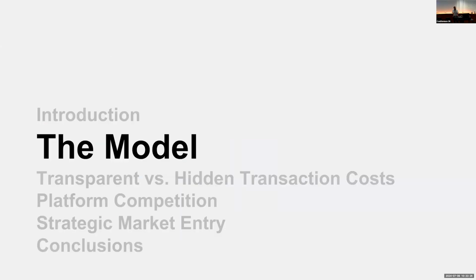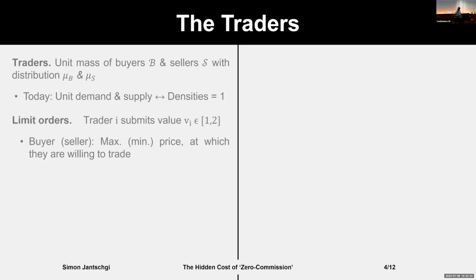So coming directly to the model, in the paper there's going to be a more extensive model, but for today I'm going to show you a very simple and stylized example. We're going to work with a very simple demand and supply model where we have a unit mass of buyers and sellers who are interested in buying or selling a financial asset. For today's talk, you can think about unit demand and supply, so the densities of these distributions are equal to 1.